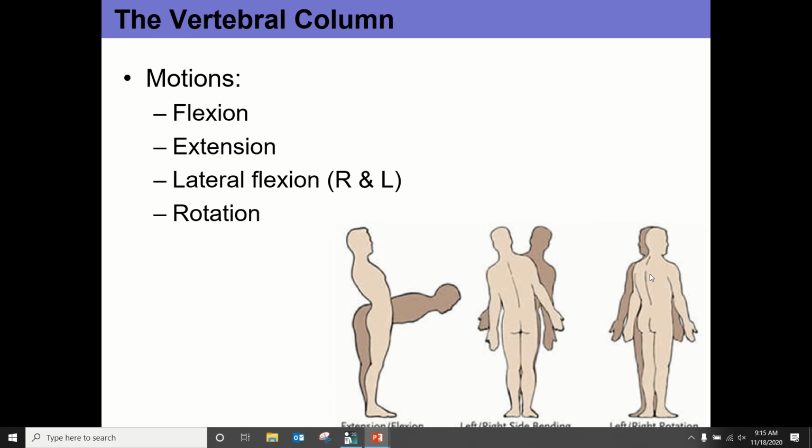And then rotation. In the case of the thoracic or thoracic and lumbar sections, if you rotate to the right, that means take your sternum and rotate it toward your right. Left rotation, take your sternum and rotate it toward the left. And then in the cervical section, our reference point is the chin instead of the sternum. So you can either look to your right, which is right rotation in the cervical section, or you can look to your left, which is left rotation in the cervical section. So those are the motions of our vertebral column.